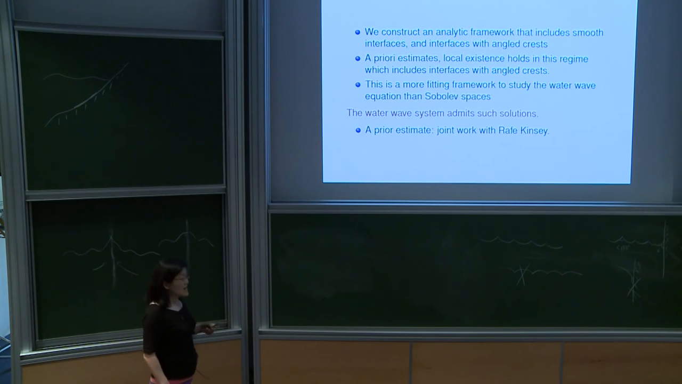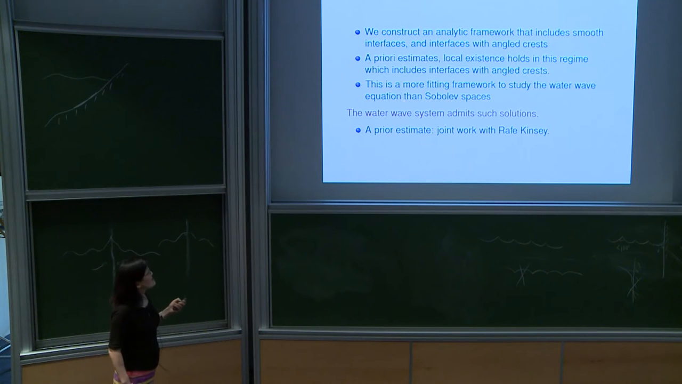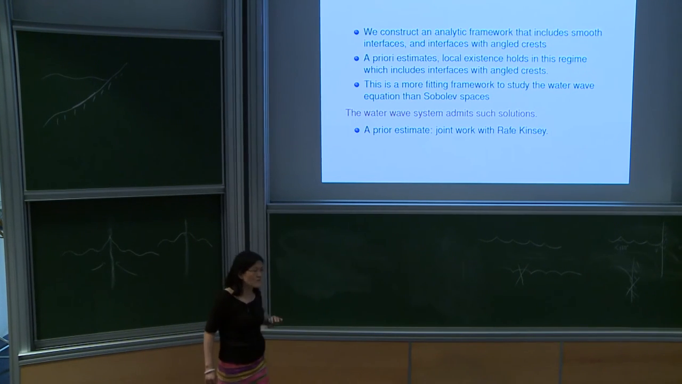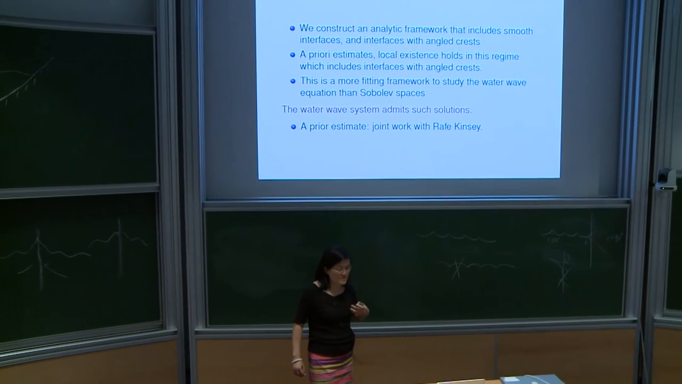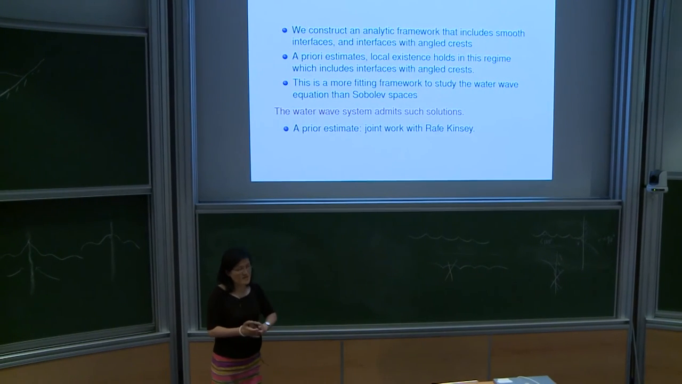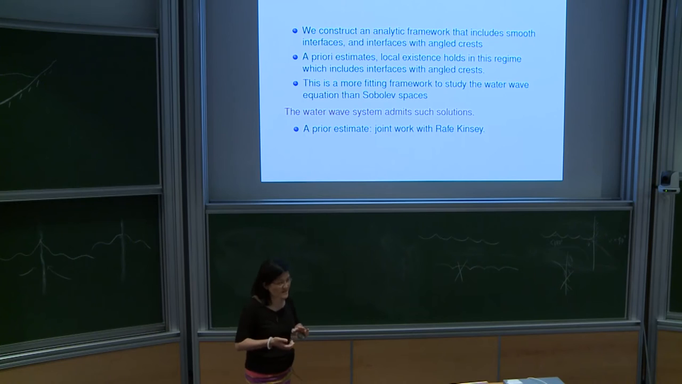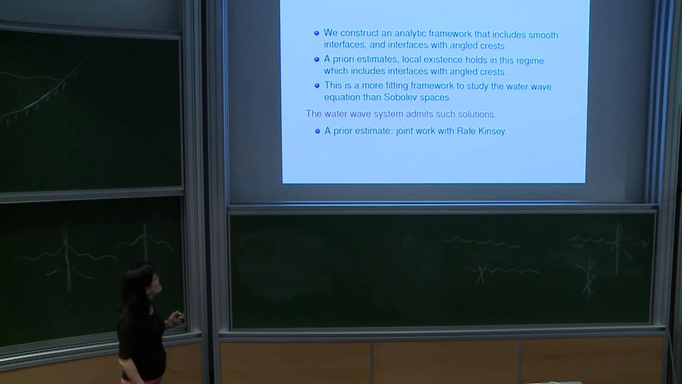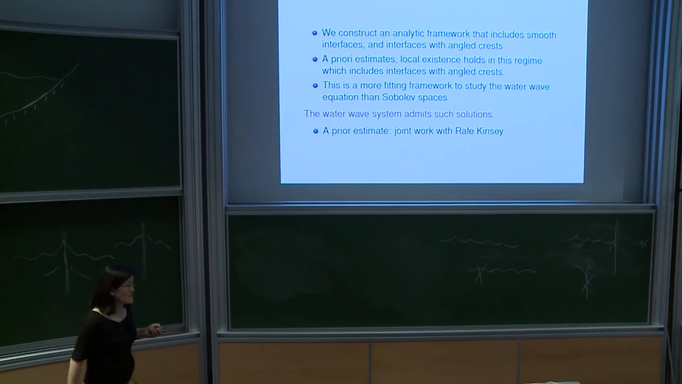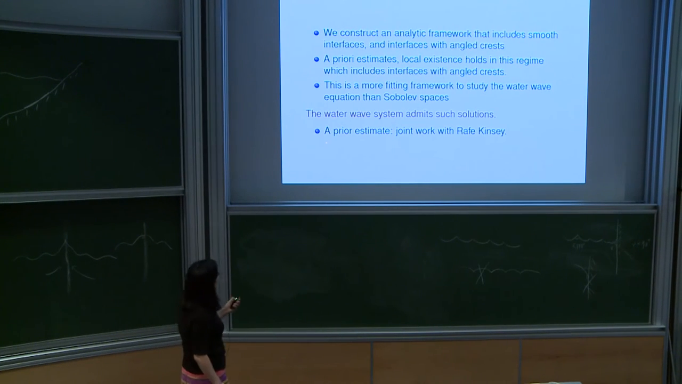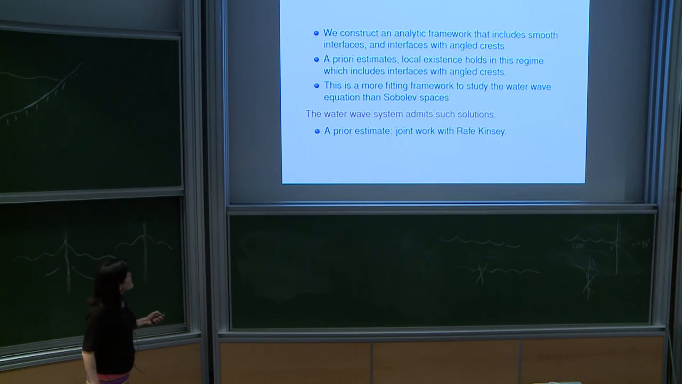And what I really want to say is that by now we can say this is a more fitting framework to study the water wave equation. Previously we used the Sobolev class, and when we did it, we always felt there was something not completely fit. Here it seems quite fitting. So I have a feeling that we finally got things right, but of course, things can still be better. The a priori estimate was done jointly with Rafe Kingsley, my student.